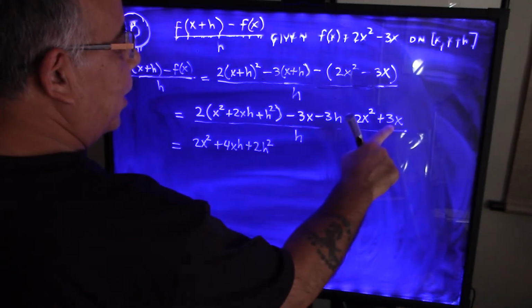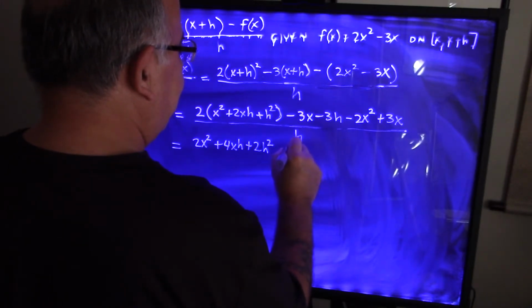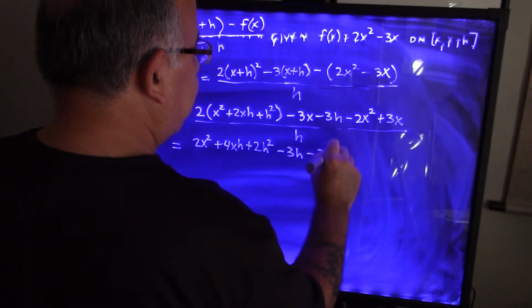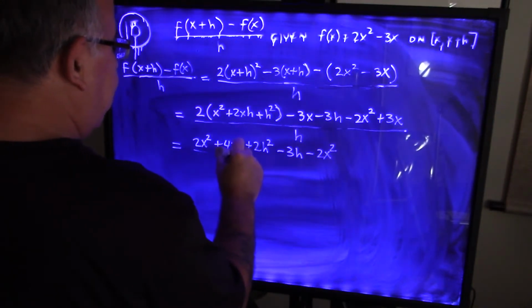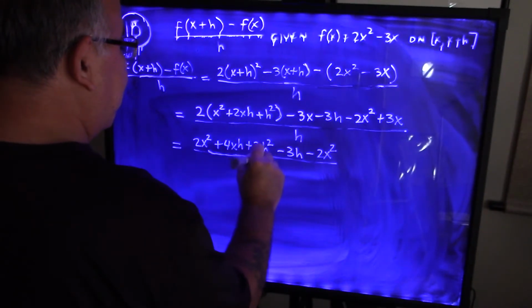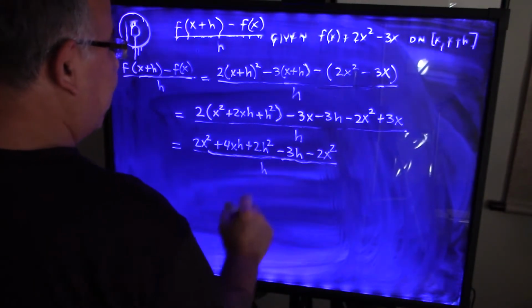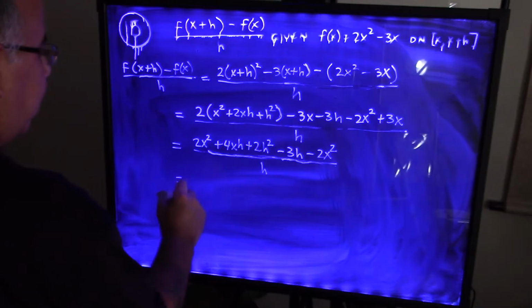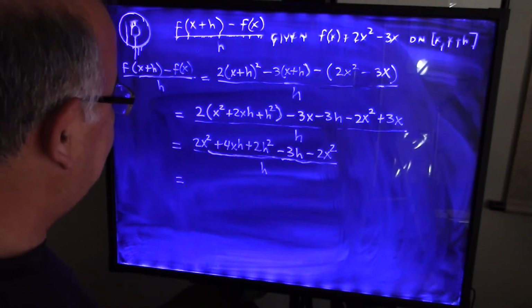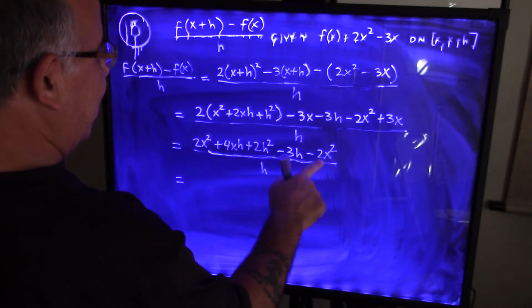Minus 3x plus 3x is 0, so that leaves us with just the minus 3h minus 2x squared all over h. New pen means a new color, folks. Okay, so you got 2x squared minus 2x squared is 0.